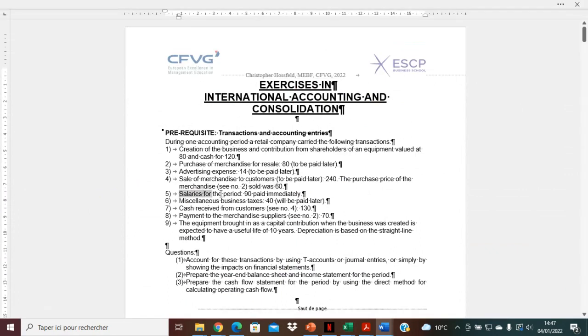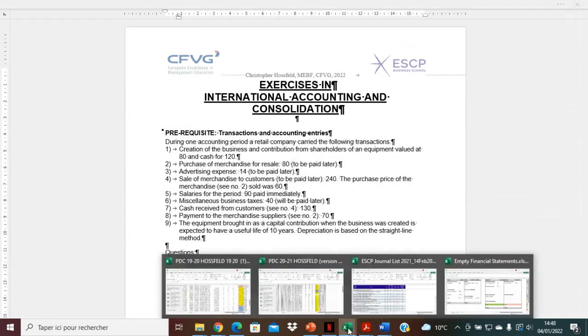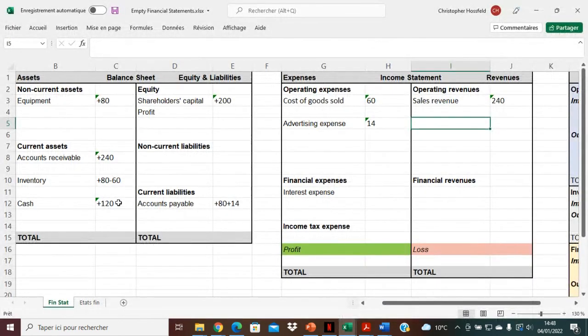Transaction number 5, salaries for the period are paid immediately, 90. Since I make a payment, my cash position will be reduced by 90. And what do I pay the 90 for? Well, actually, these are for salaries. Salaries are not an asset. Salaries are not a liability. Why do I pay salaries? Because I use the service of my employees.